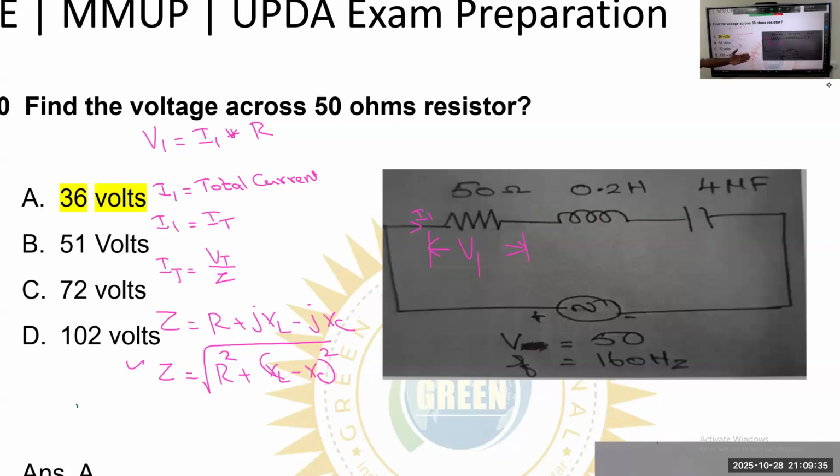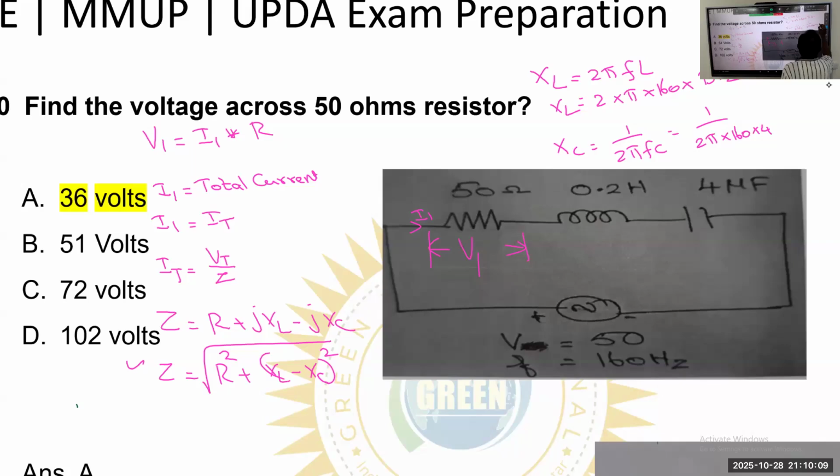XL, did they give that? No. They give only L. So we need to find XL. XL is equal to 2 pi FL. L is equal to 0.2 Henry. F is equal to 160. They give that. So we use 2 into pi into 160 into 0.2. We get XL. Similarly, XC is equal to 1 by 2 pi FC. 1 over 2 into pi into 160 into 4 into 10 power minus 6.